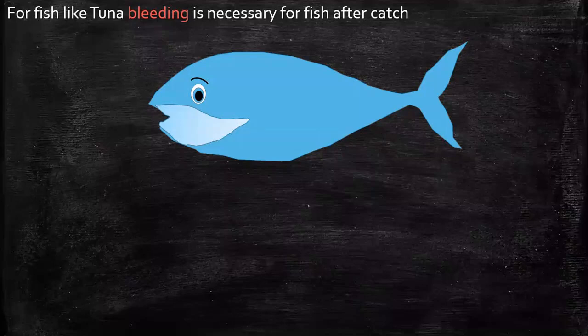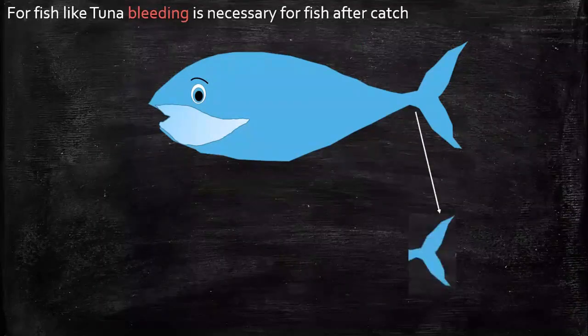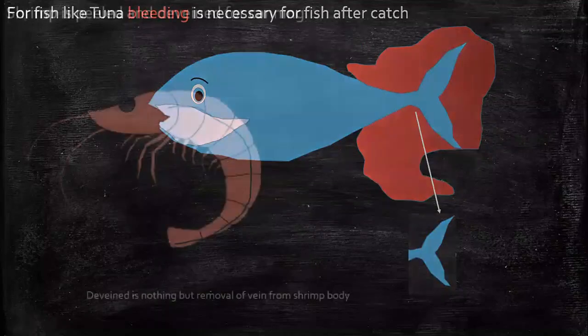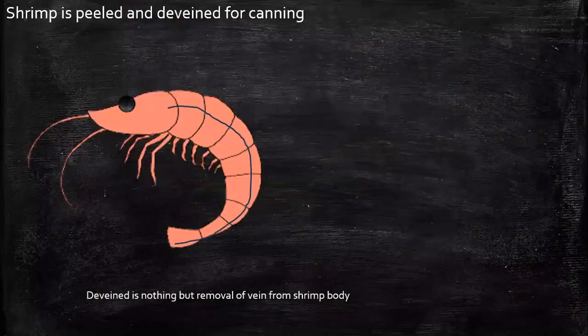So in such fishes we just roughly cut the tail portion, and bleeding is done in large fishes like tuna. The example of this fish is quite interesting, because this question was asked in previous years, so you have to focus here. So now see, shrimp is peeled and deveined for canning.